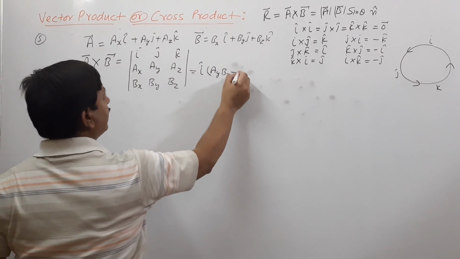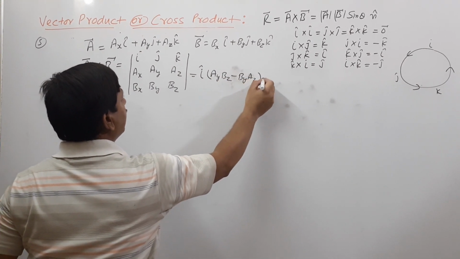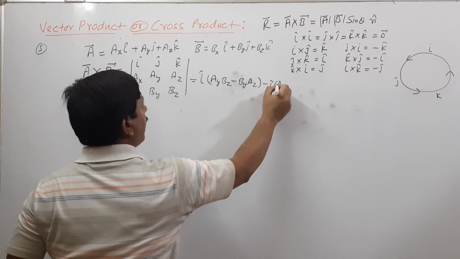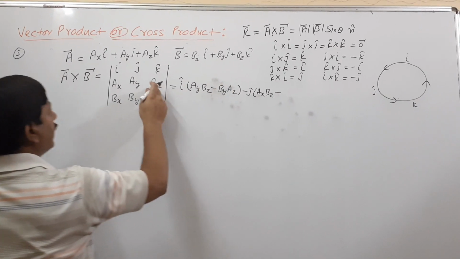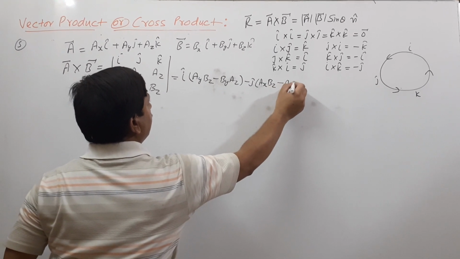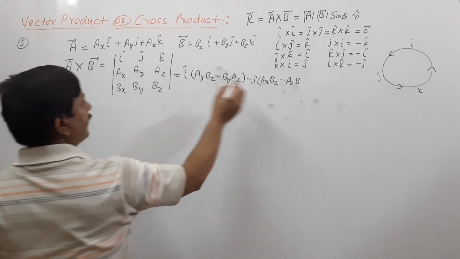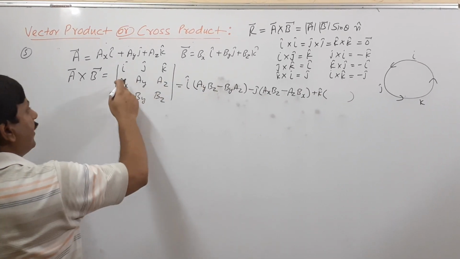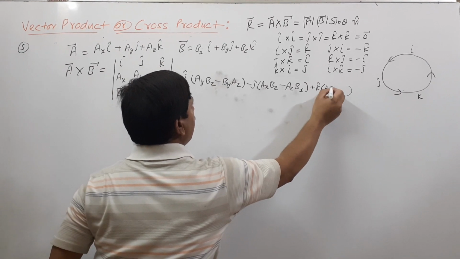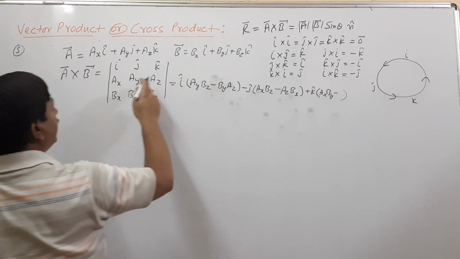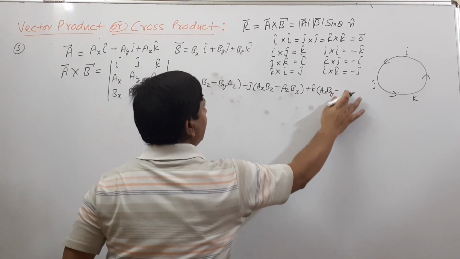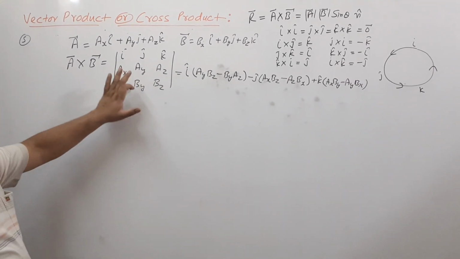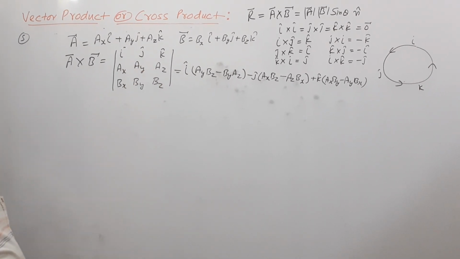i (ay bz minus by az) minus j (ax bz minus az bx) plus k (ax by minus ay bx). Actually, it is easy to remember in this determinant form. That's why we have written this form.